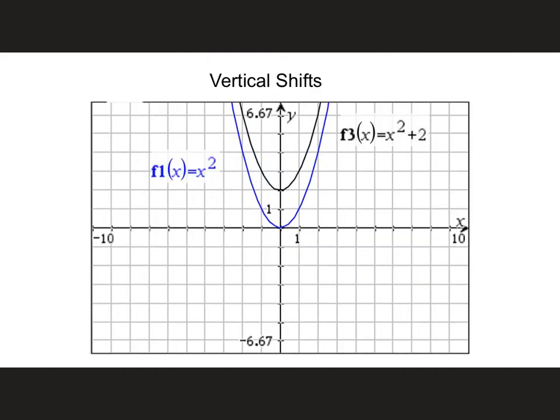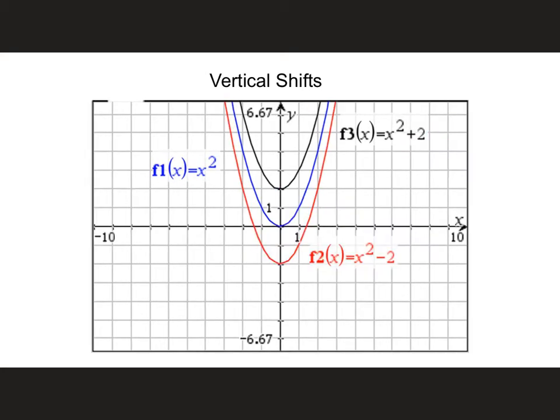Looking at this example, if we start with the blue graph and need to become the black graph, we shifted the graph up. It's a vertical shift up, and it's 2 units. If we look at the equation, we have a positive 2, and that positive indicates that it's going to go up, and the 2 is the amount.